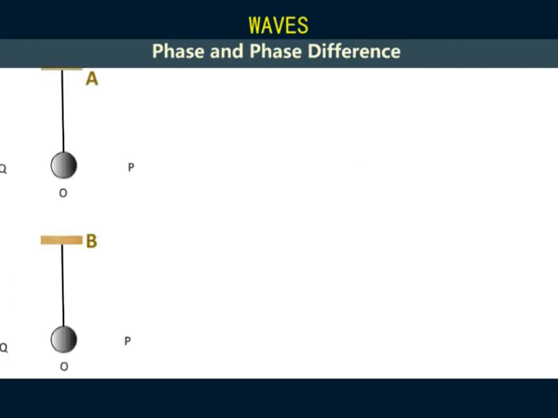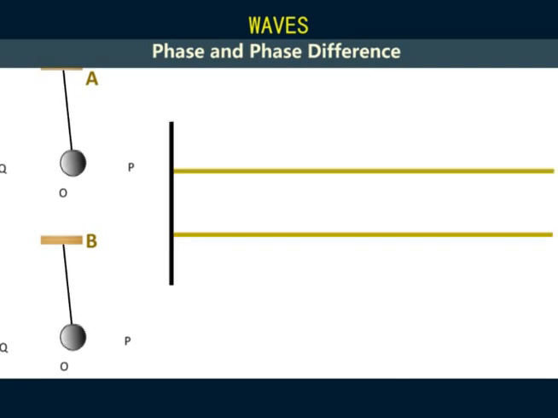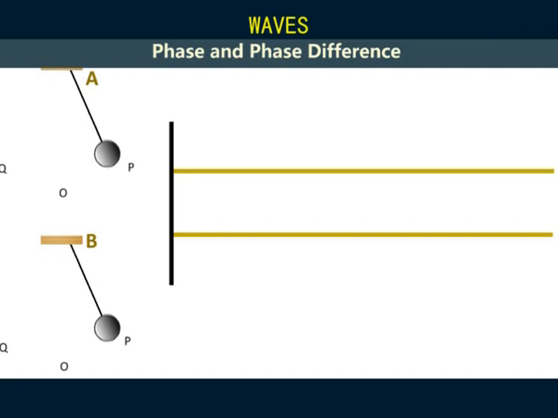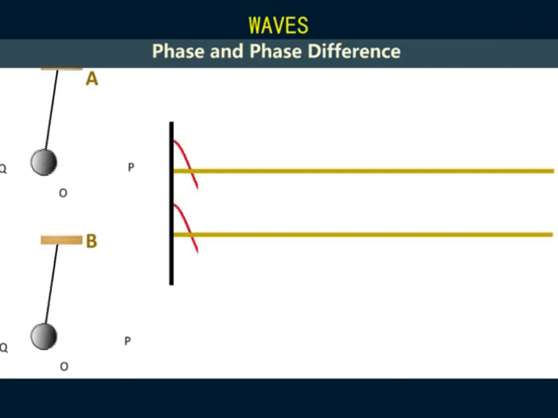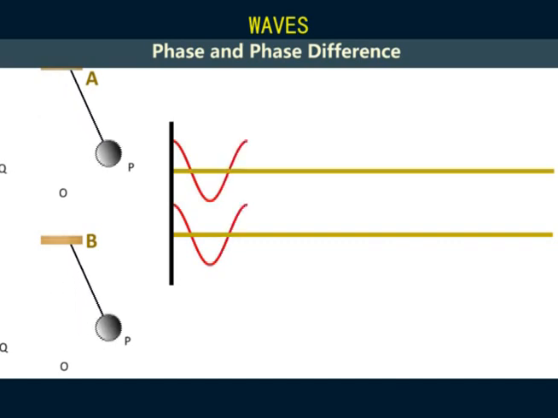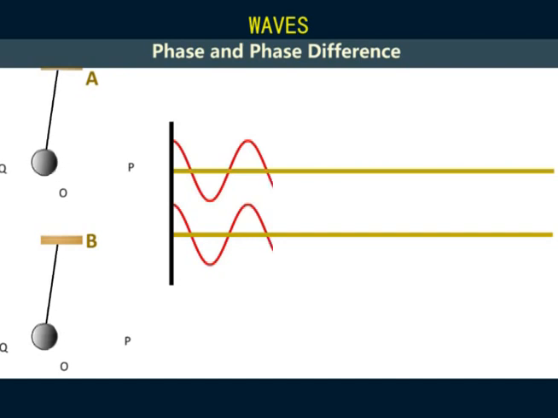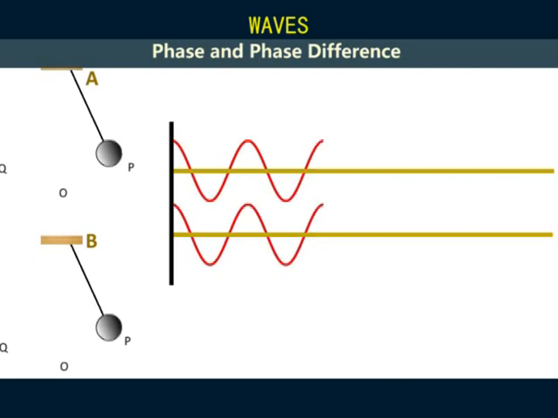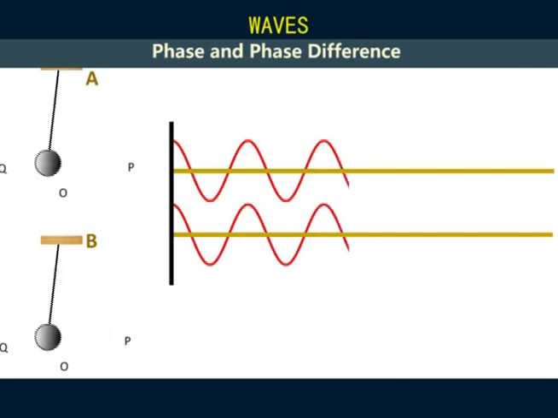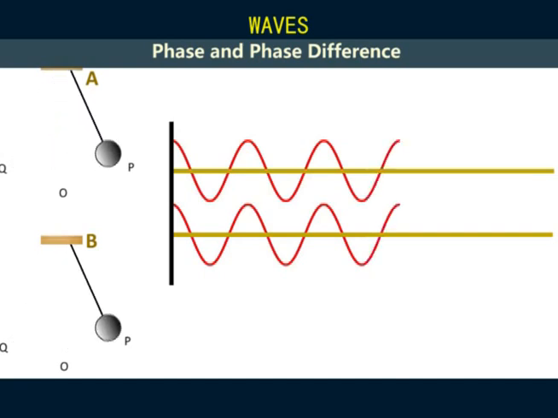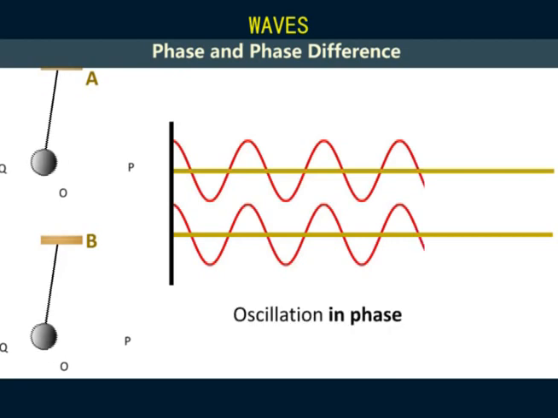Consider two similar pendulum bulbs A and B on your screen. If both are displaced towards points P and released simultaneously, they will be set in oscillation. Both will pass through point O at the same time and moving in the same direction. They will reach the highest amplitude Q at the same time and swing back to P to complete one full cycle. At any given time, the two will be at the same level of displacement and moving in the same direction. They are said to be oscillating in phase, and their sine waves are exactly the same.